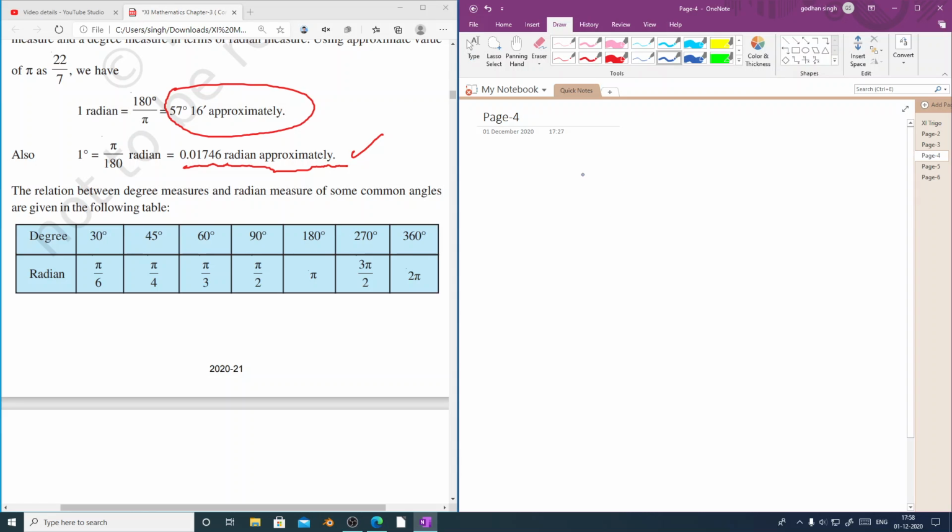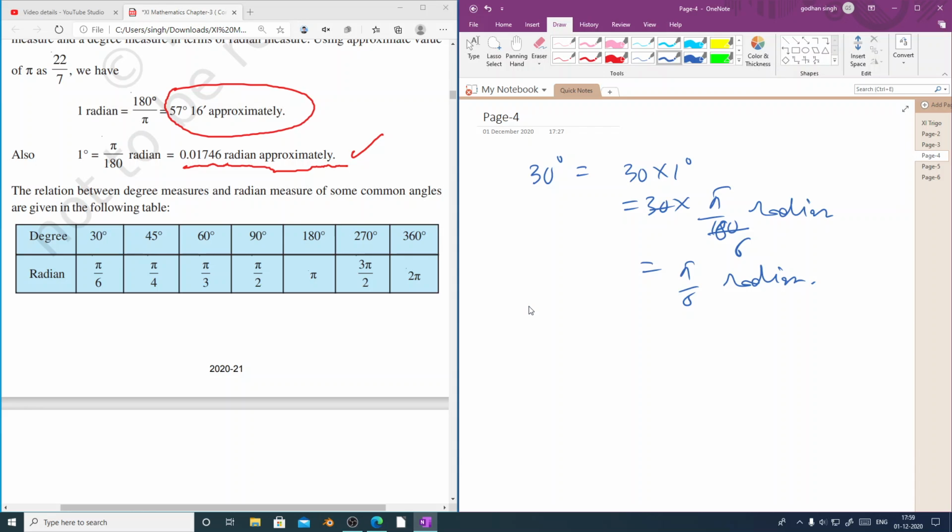We already have seen how we can convert degree into radian and radian into degree. So 30 degrees we can write as 30 into 1 degree, equal to 30 into pi by 180 radians, since we have already derived that 1 degree is equal to pi by 180 radians. The 30 will cancel with 180, we get 6, and we get pi by 6 radians. So 30 degrees in terms of radians is pi by 6 radians.